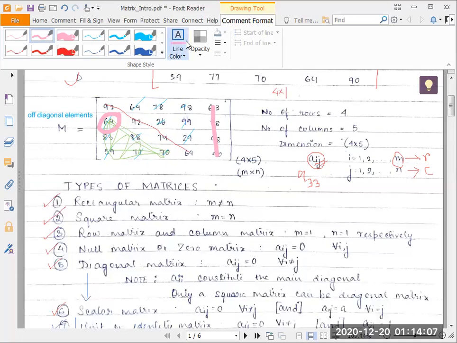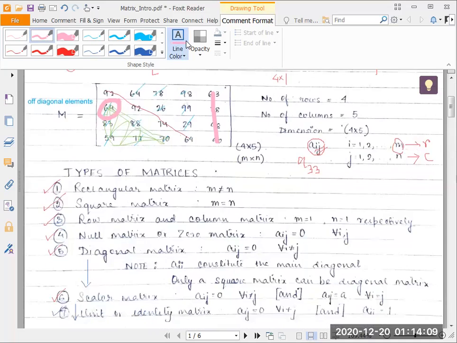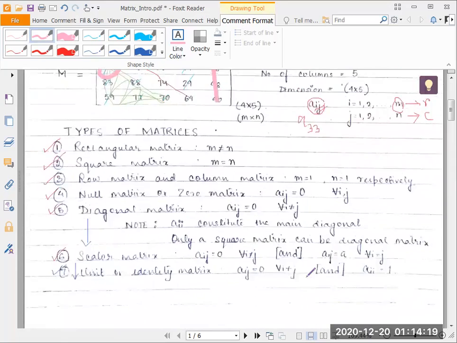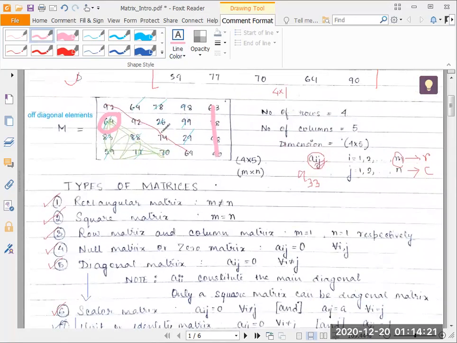Similarly, we can have a lower triangular matrix. Again, we have given the condition here. For a lower triangular matrix, we have Aij equal to 0 for all i less than j. So this will be the reverse. We'll have elements on this side to be 0. You can try it out at your home during your leisure time.